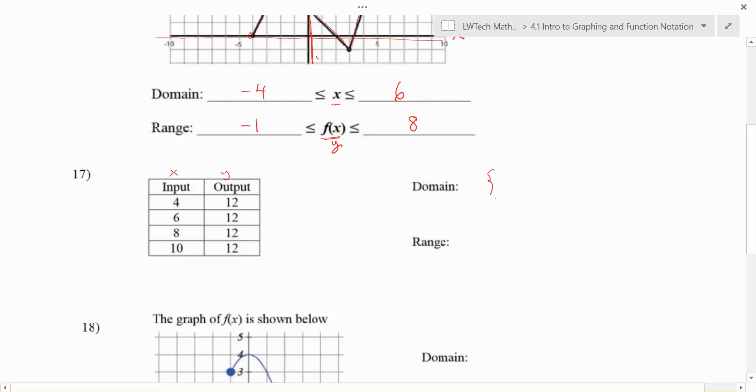The domain is all the possible input values here, 4, 6, 8, and 10. And that's going to be our domain. And again, a lot of times you'll see this written as D equals. Our range is going to be equal to all the output values. In this case, everything only has one output value. They all get mapped to 12. So our range is just the single value of 12.